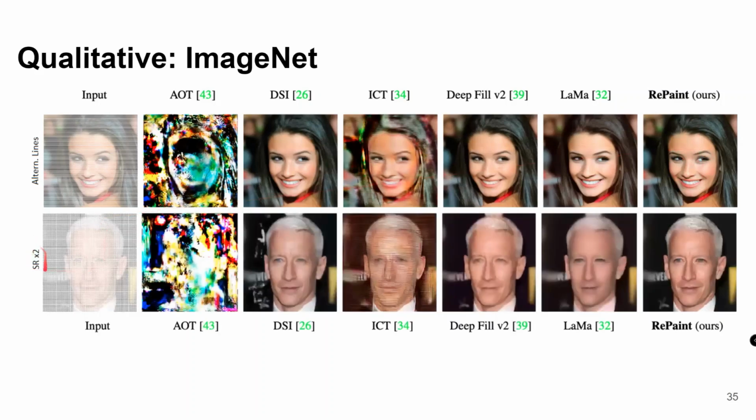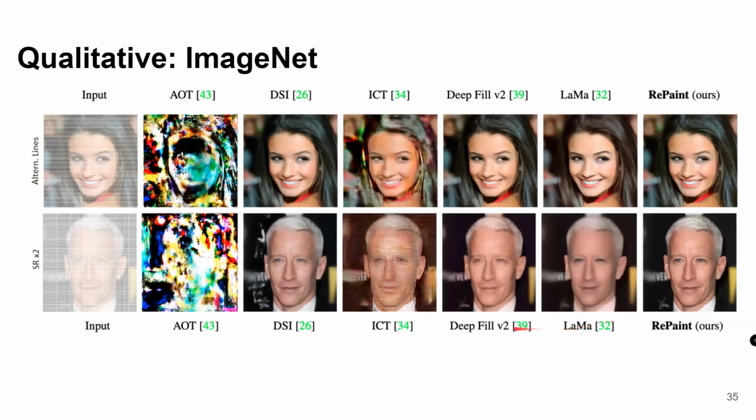This is another masking scenario, which is SR2. Basically, imagine that we are going to super-resolve the images without actually following the pixels. As a result, we have grid-like mask shapes. AOT and ICT both have pretty bad results. They even have the checkerboard effect, which is quite notorious in the image generating area.